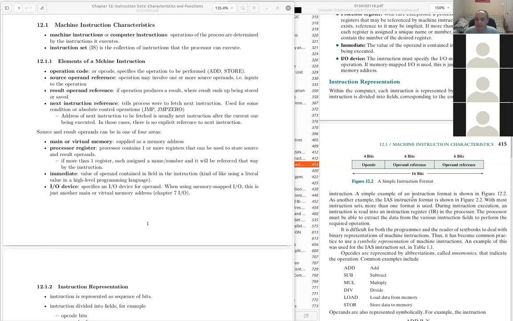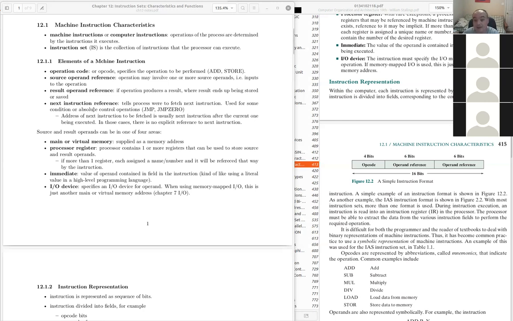So you can have an explicit result field, result operand reference. And there's even one more. So there's potentially five fields that you need for your instruction format. Some instructions might need to give a reference for the next instruction to process, okay? So the next instruction to fetch and execute, right?